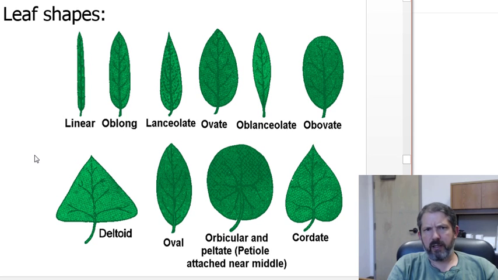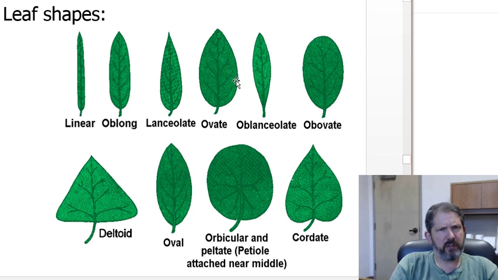This is kind of crazy to break it down into this many shapes. Linear, oblong, lanceolate, ovate, oblanceolate, obovate, deltoid is kind of triangular, oval, orbicular, and peltate, cordate. This is too many different classifications in my opinion. I mean, how is a person going to distinguish between oblong and oval and oblanceolate and ovate? You know, where do you draw the lines? It's a little crazy here. Obovate.